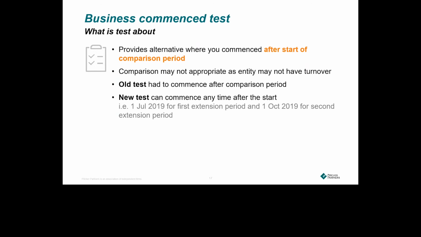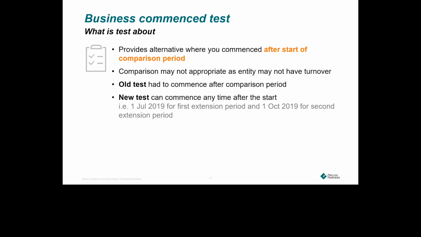So if, for example, whereas before, if you're looking at September 2020 quarter, if you started in, say, August 2019, the test wouldn't have been available to you because you started before the comparison period, or during the comparison period, I should say. This clearly doesn't give you the right outcome because you're not comparing like for like. You're essentially comparing the quarter where you traded for only part of the period against the quarter where you traded for the full period, meaning it's already harder to satisfy the test even with a decline because of COVID. So this is a really good change from the ATO's side.